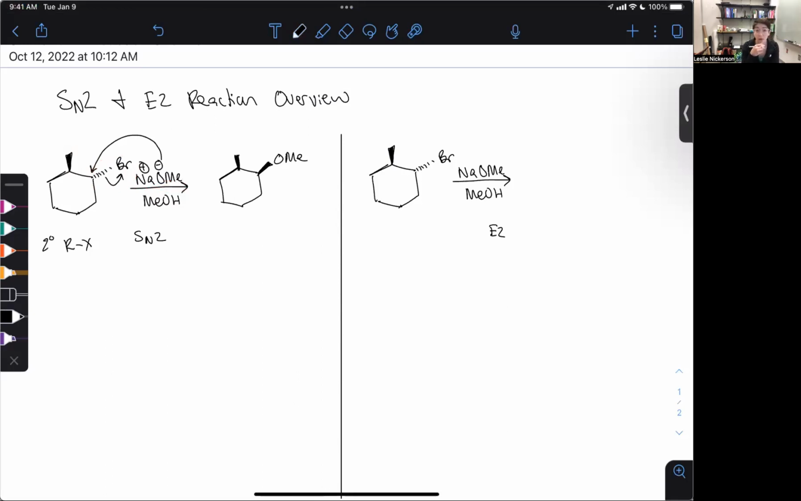Then if we change our attention over to the E2 side, again, same starting materials, everything is identical here. So for E2, we're looking for anti-periplanar, and we're looking for beta hydrogens. The alpha position is the one that has the halogen on it, and then the beta is anything that's directly attached to the alpha. In this case, I've got two beta positions. And then I just like to go in and draw all of my H's.